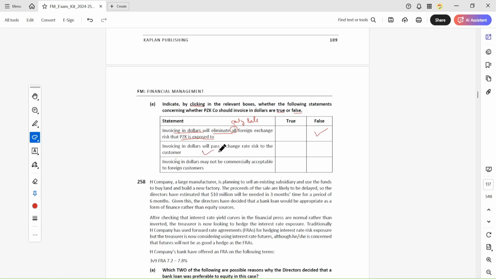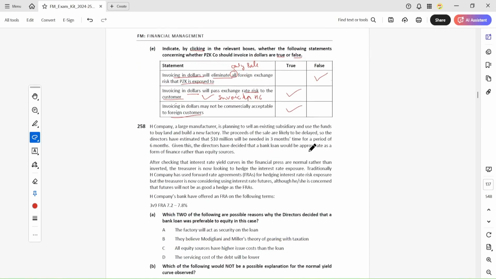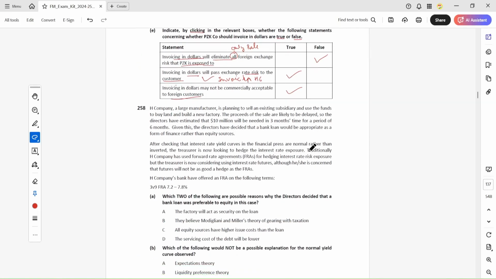Invoice in dollar will pass exchange rate risk to the customer. If you invoice in home currency, currently the home currency is dollar, so when you invoice in home currency, the exchange rate risk is passed to the customer. Yes, this is right. Invoice in dollar may not be commercially acceptable to foreign customers. Yes, if you invoice in your home currency, customers may not accept it, and may not buy from you.